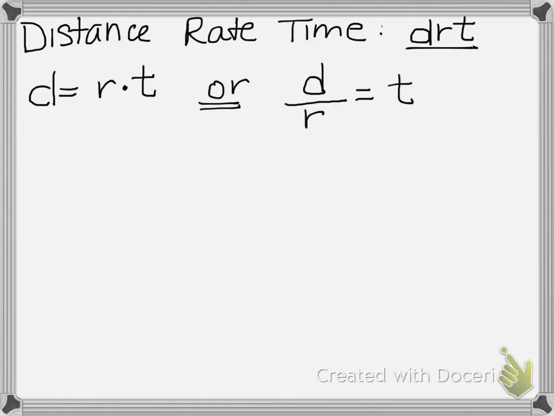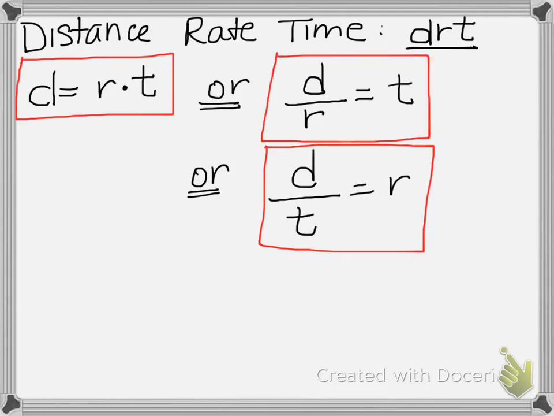Similarly, we could start with distance equals rate times time and divide by time and get distance divided by time equals rate. This gives us three different equations to use for our DRT problems, depending on what information we have been given and what it is that we are trying to solve for.